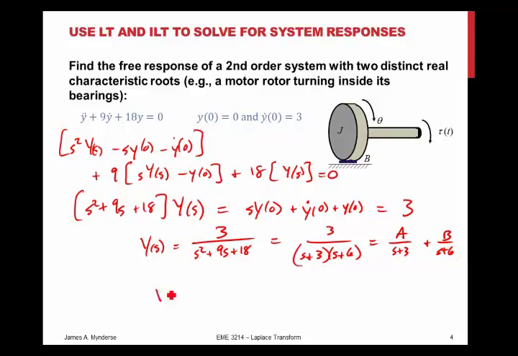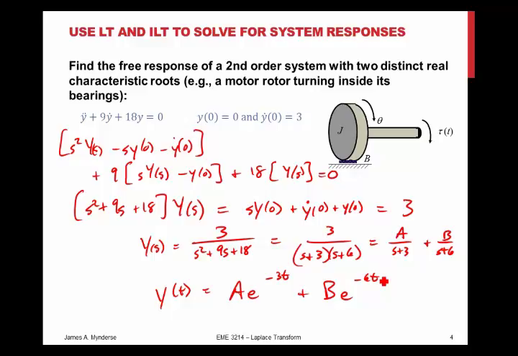Then my solution is going to be y of t is equal to a e to the negative 3t plus b e to the negative 6t. How did I get that? I took it off the tables. I took the s plus 3 part from the table, the s plus 6 part from the table, and since I can perform the partial fraction expansion to get them into these sum of terms, then I can just do each one individually because, again, it's a linear operator. So that is the free response.